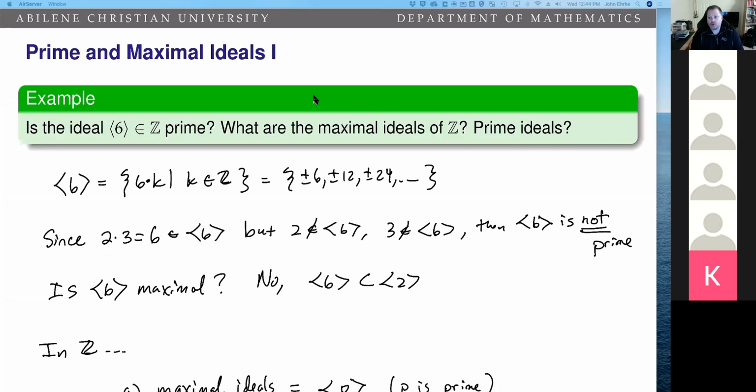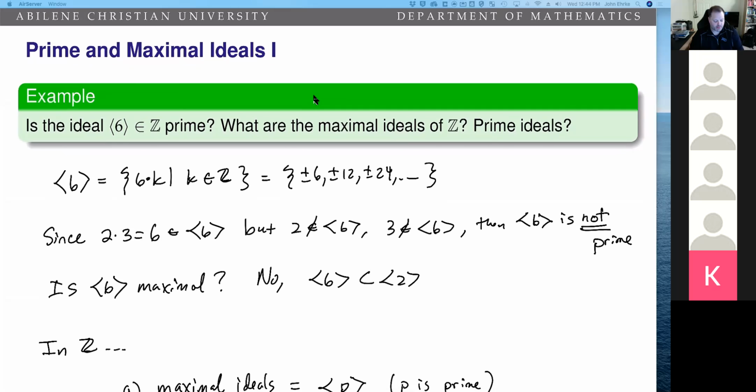All right, if there's no questions, let's direct our attention to the topic that we were discussing at the end of class on Monday, and that is prime and maximal ideals. So remember, the definition of a prime ideal is if you have a product of any two terms that are in the ideal, at least one of the two factors has to be in the ideal.